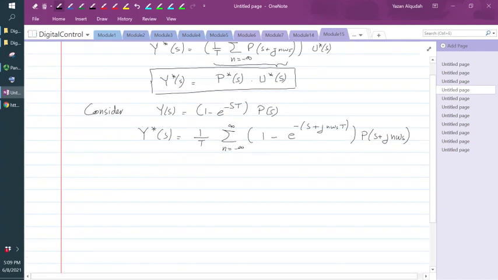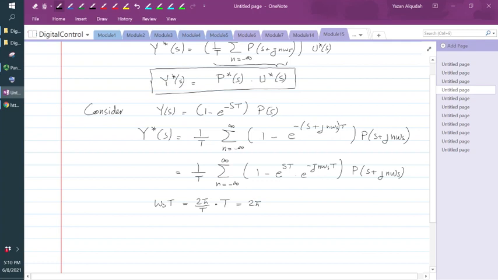Now what is this equal to? We can write this as equal to 1 over T, the summation from n equals negative infinity to infinity, and this is 1 minus e to negative s multiplied by T multiplied by e to negative j n omega s multiplied by T, multiplied by P of s plus j n omega s. Now omega s multiplied by T is going to equal 2 pi divided by T multiplied by T, which is equal to 2 pi.